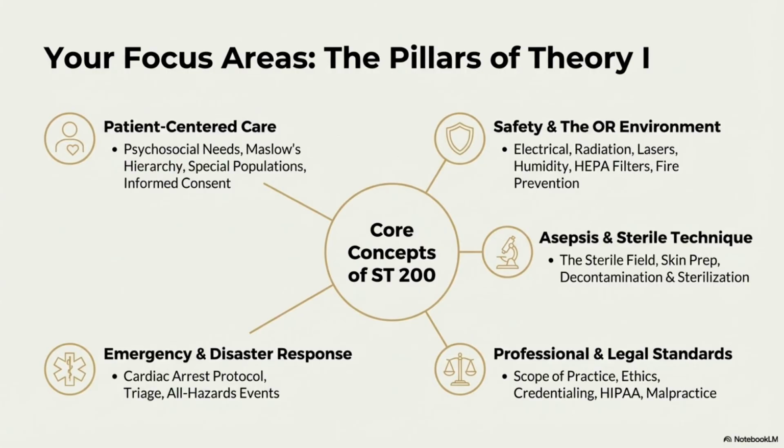Safety in the OR environment is second. We look at things like electrical hazards, radiation safety, laser precautions, humidity and ventilation control, fire prevention. These are system level safeguards. Failure in this area creates immediate risk. Can you identify environmental threats before they escalate?